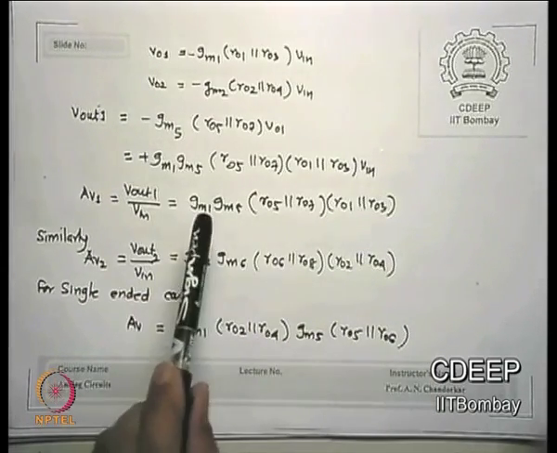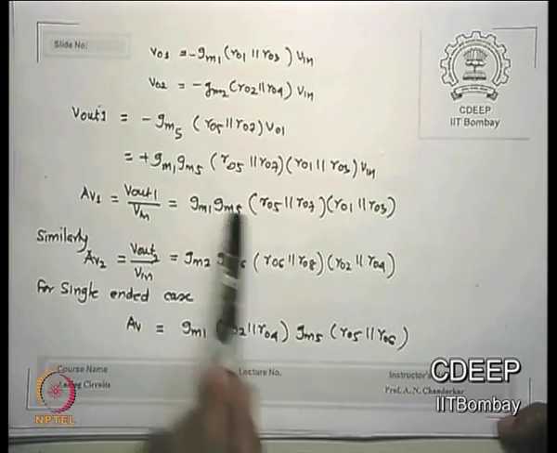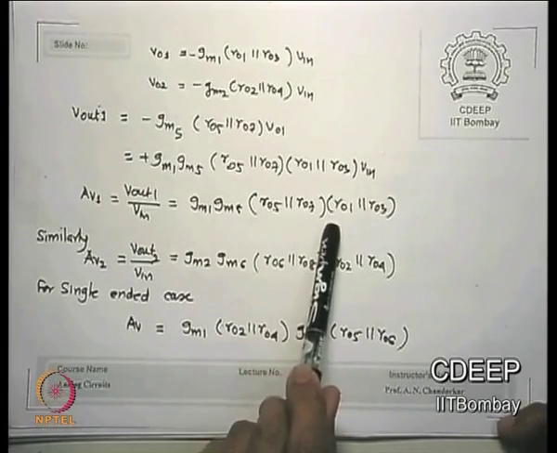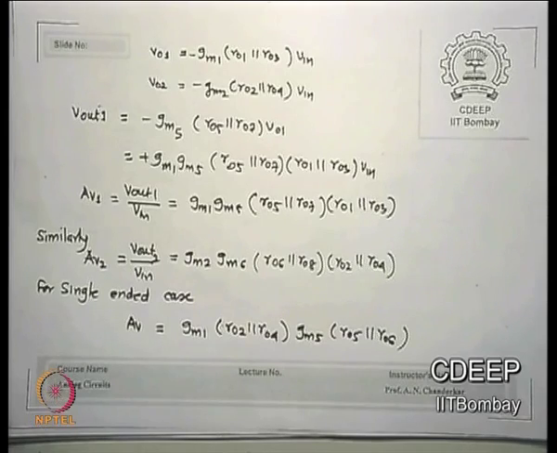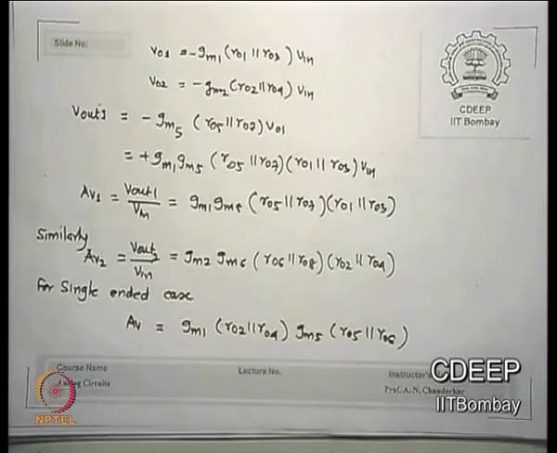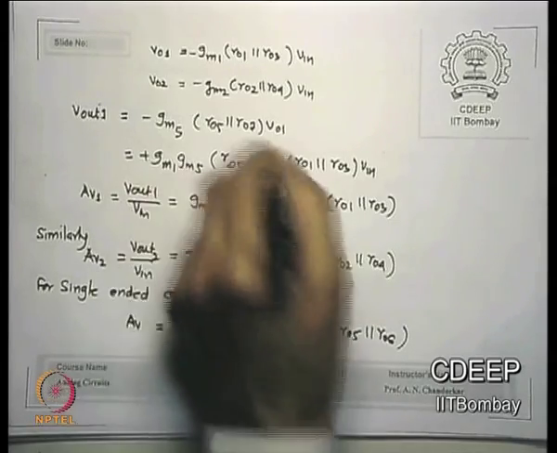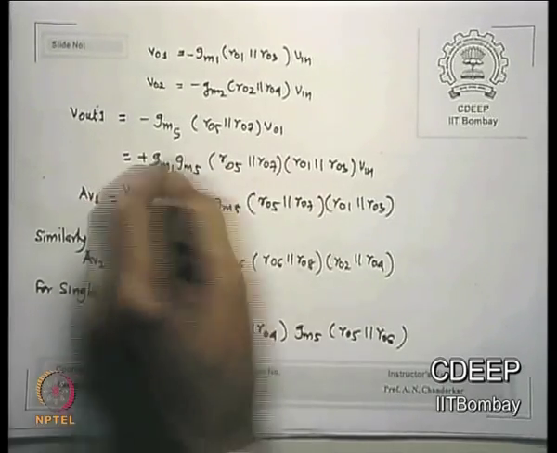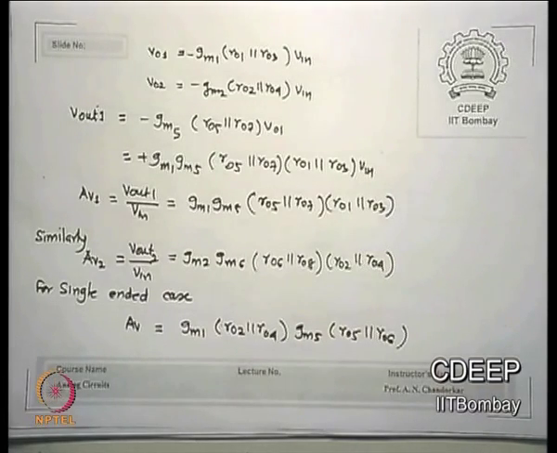Please remember the GMs are getting multiplied, so the ROs are getting multiplied. Essentially, A1 and A2, the 2 gains, we are multiplying. Is that correct? This into this, and this into this, is A1 and A2. Is that clear? GM5 into this is the A2 gain. GM1 into RO1 parallel RO3 is the A1 gain. So A1 into A2 is the net gain of a 2-stage OPAMP.